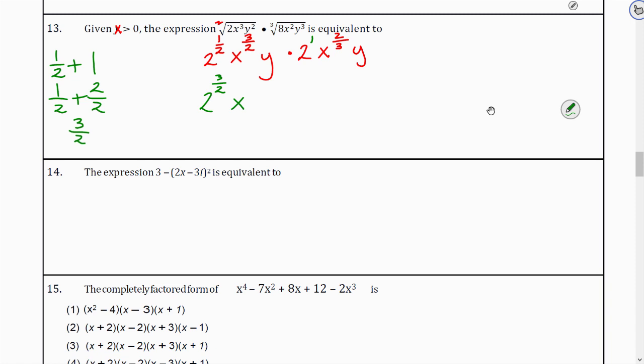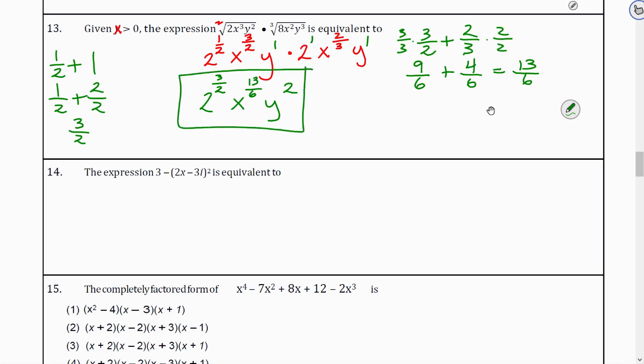X, let's see, what happens with x? Again, I'm adding exponents. So I have 3/2 plus 2/3. I need a common denominator, which is 6. So multiply this by 3 over 3, and this by 2 over 2. And I get 9 over 6 plus 4 over 6, and I get 13 over 6. So x to the 13/6 power. And y to the first times y to the first, you add the exponents, 1 plus 1 is 2.